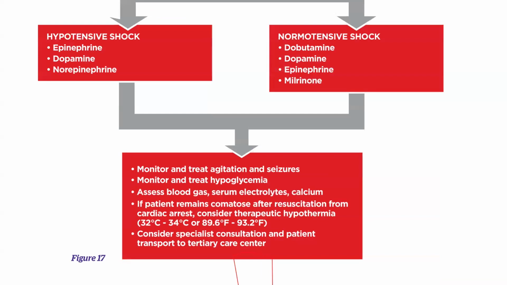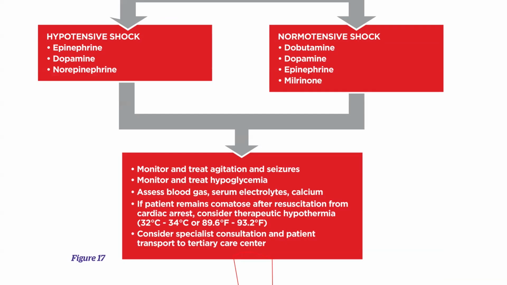If the patient is hypotensive, start epinephrine, dopamine, norepinephrine. If it's normotensive, dobutamine, dopamine, epinephrine, and milrinone. It's not in the order based on the type of the shock one should use. Monitor and treat agitation and seizures. Hypoglycemia needs to be checked and treated, and blood gas, electrolytes, and calcium need to be kept optimal.